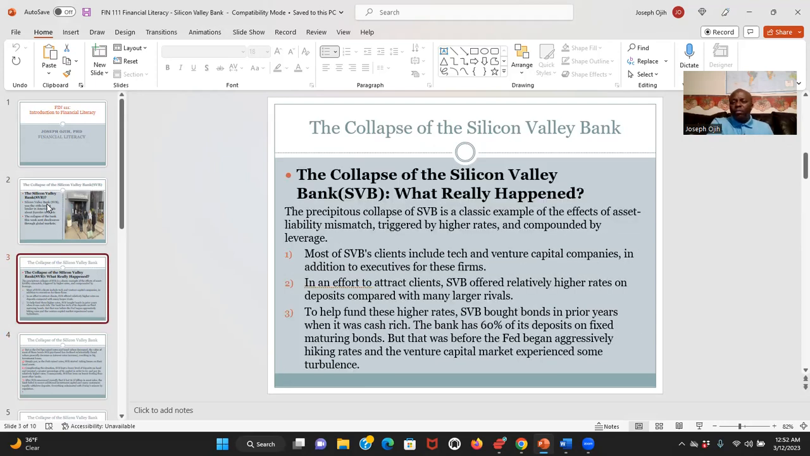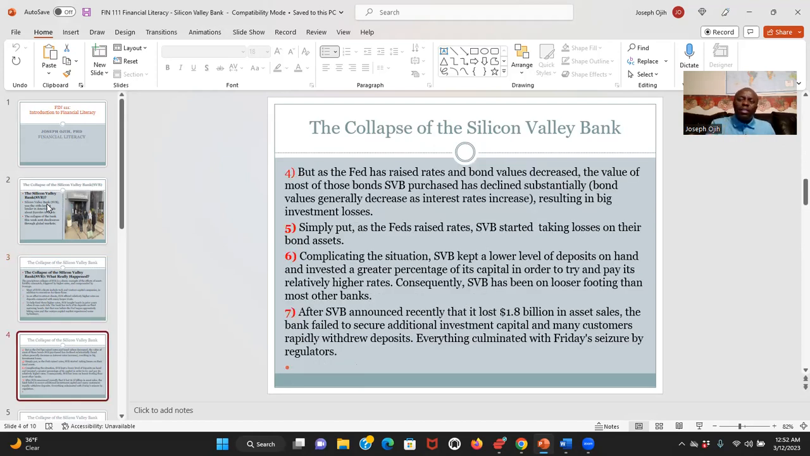Remember, Silicon Valley Bank invested so much in bonds, and they used the proceeds from these bonds to be able to pay for the higher rate of interest that they pay to their depositors. So they depend on those bonds a lot to meet those high interest rates. And they have a significant amount of their deposits invested in those bonds. But the problem is this: bond prices, the value of bonds, tend to decline whenever the interest rate goes up. And I will show you what I mean by that with this example.